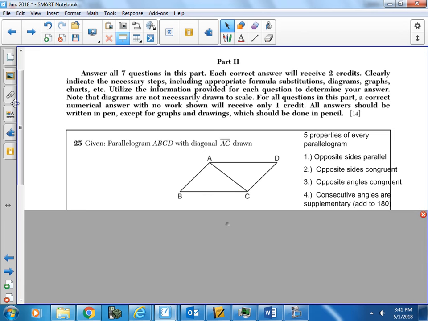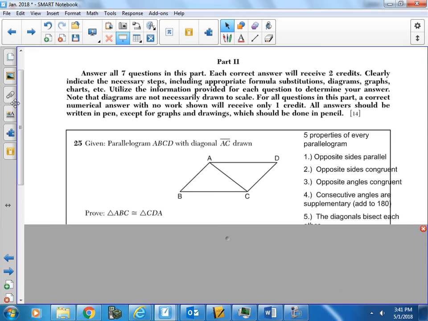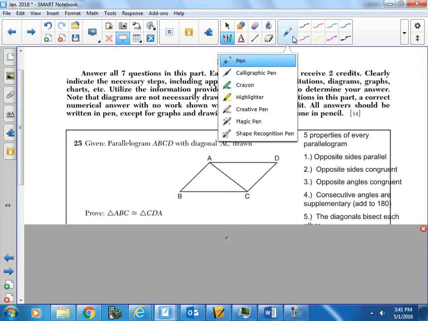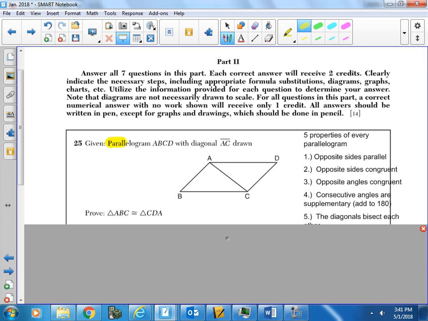So looking here, it says parallelogram ABCD with diagonal AC is drawn. So we have a parallelogram here. Anytime you see vocabulary like that, you should start thinking about, what do I know when I have a parallelogram, right? What do I know?